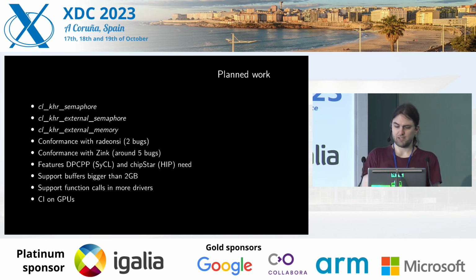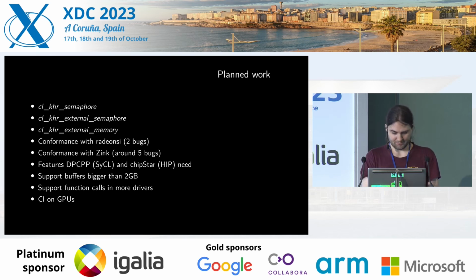So I also have other planned work, mostly the semaphore and external memory extension, which are important in case you want to import Vulkan memory inside your OpenCL runtime. I also want to complete conformance with Venus, where I have 2 bugs remaining, and with Zink, where I have around 5 bugs I still have to figure out. I also want to make sure that SYCL implementations, specifically DPC++, and chipStar, which is a HIP implementation on top of OpenCL and SPIR-V, work.